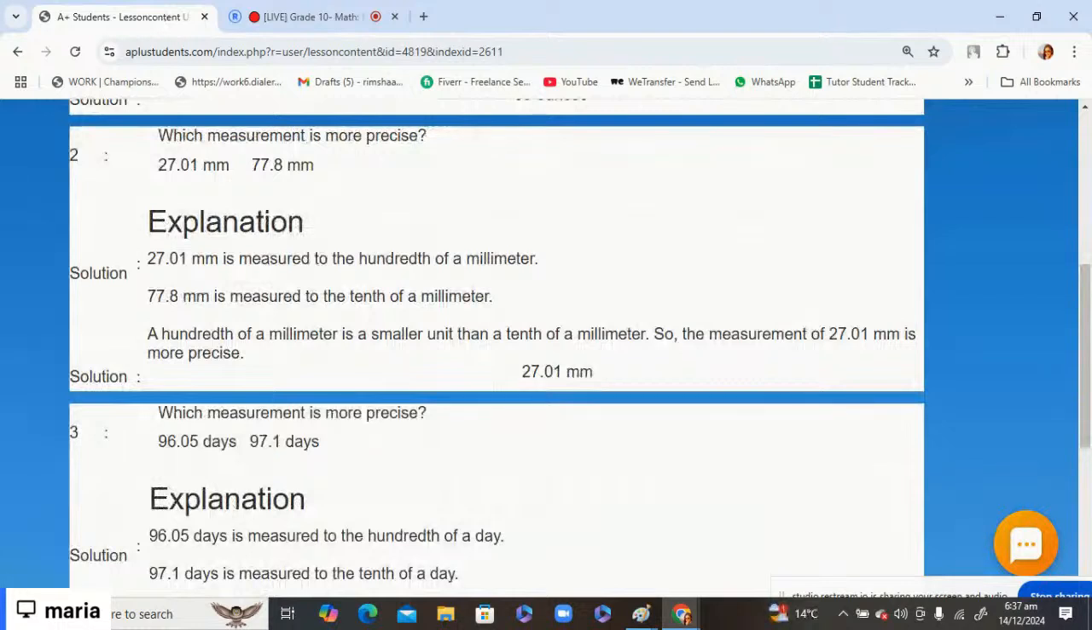So look here, which measurement is more precise? 27.01 millimeters or 77.8 millimeters. As we see, both are in millimeters. It's 27 or it's 77. When you see the digits, 27 is smaller, 77 is bigger. The smaller number is easier to be precise, so we can say that 27.01 is the more precise one.